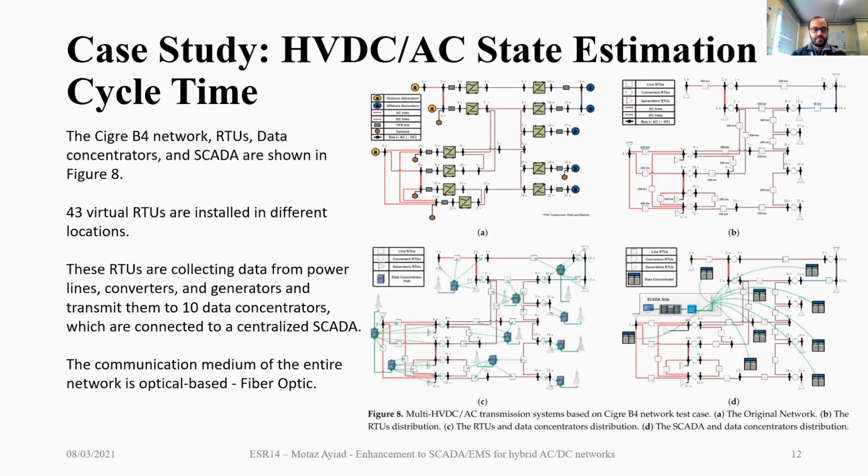The CIGRE B4 network is used in this case study. 43 virtual RTUs are installed in different locations of the network, as we can see in figure 8b. These RTUs are collecting data from power lines, converters, and generators, and transmit them to 10 data concentrators, as we can see in figure 8c. And finally, the data concentrators are connected to a centralized SCADA, as we can see in figure 8d. The communication medium is assumed to be fiber optic.